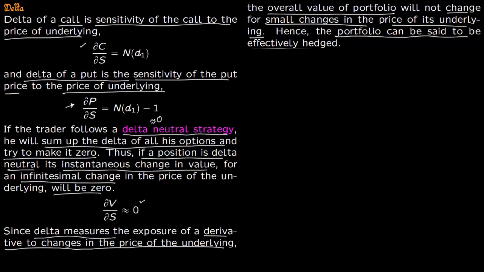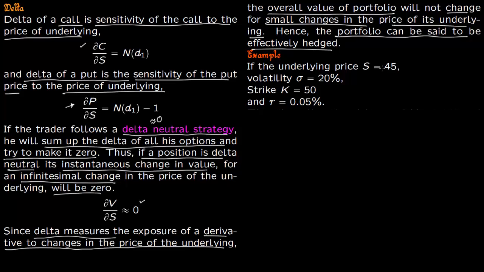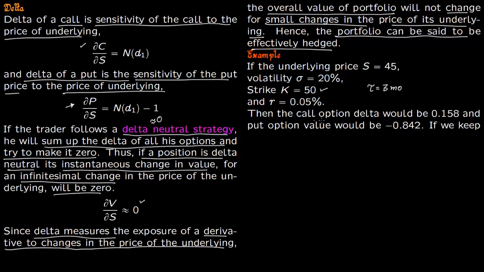So let us see an example. Again, you can plug this into a software. So say your strike price is 50, spot price is 45, volatility is 20%, r is given to be 0.05, which is the risk-free rate, and say your tau is 3 months. So then the call option delta, if you plug this into a software, would be 0.158, and the put option delta would be minus 0.842.